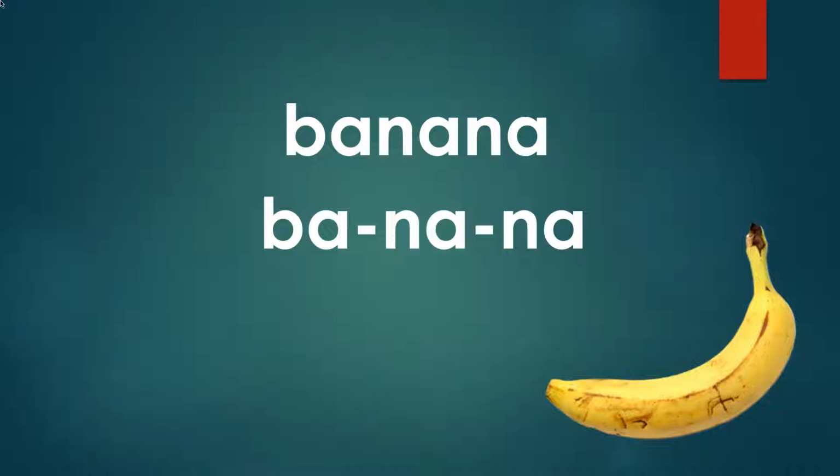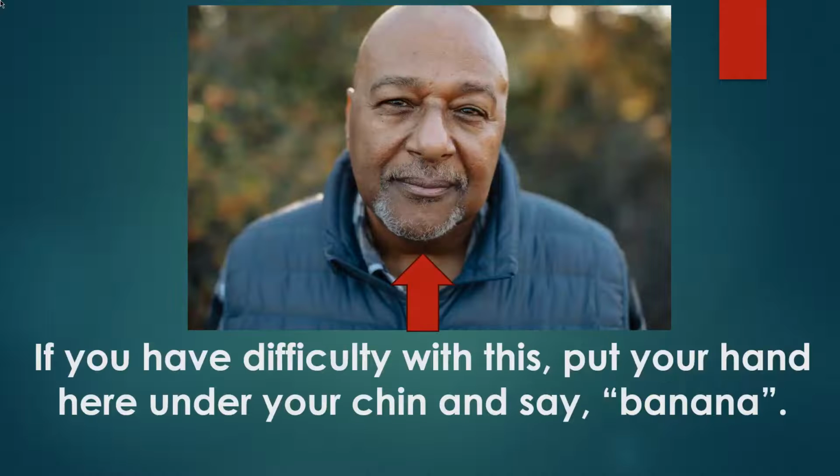So let's go back to our word banana. We have ba, so that has the sound, 1 vowel sound. And na, another vowel sound, and na, banana. So 3 vowel sounds, 3 syllables.